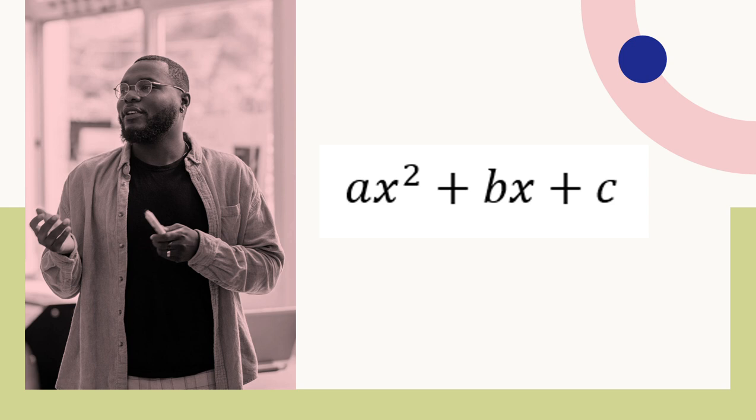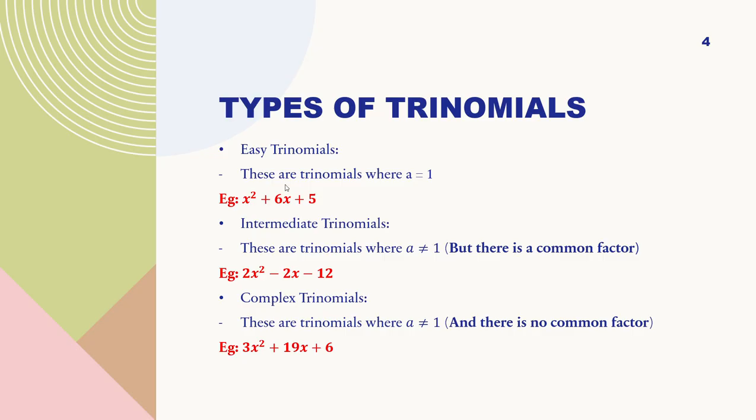So let's look at different types of these and how we're going to go about factorizing each of them. I've listed them in 3 categories. The first one is the easy trinomials, and they're called easy because the a value is always 1. So the coefficient of the x squared in front will always be 1, and if it's 1, sometimes we don't even write it. Whenever you see x squared by itself, or a squared by itself, or whatever variable squared by itself, with the x component and the constant, then you know it's definitely an easy trinomial.